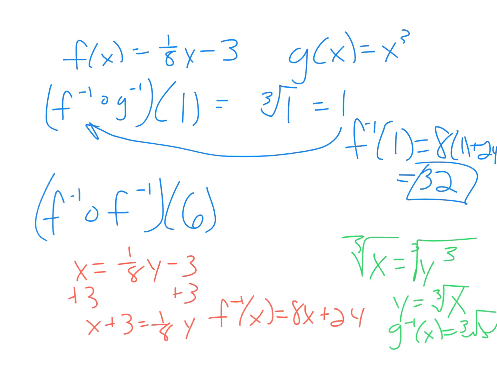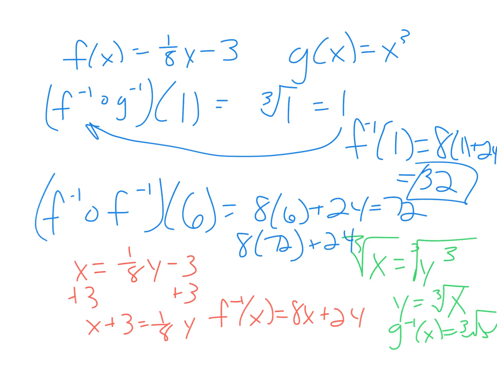Now for the other one, put 6 in first. 8 times 6 plus 24. That gets you a really big number. 48 plus 24 is 72. We're going to do it again. 8 times 72 plus 24. This will equal 600.